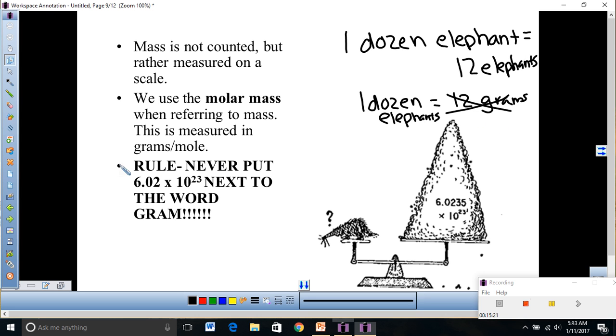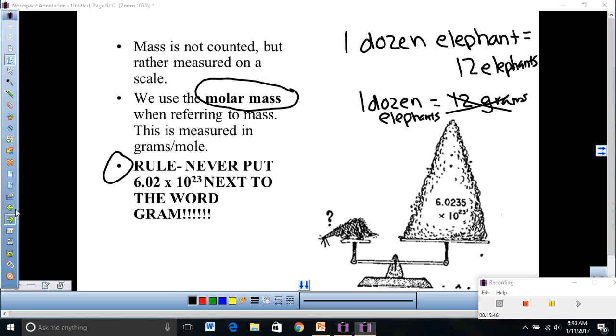So in your notes, if you will write this rule, nothing will ever weigh 6.02 times 10 to the 23rd. So when we talk about weight, which is grams, you're never going to use Avogadro's constant. Instead, you're going to use the molar mass. And we did the molar mass very recently.